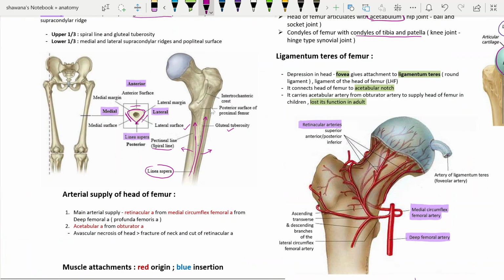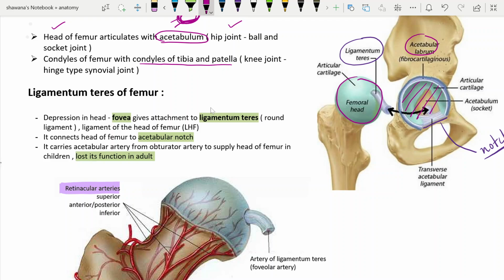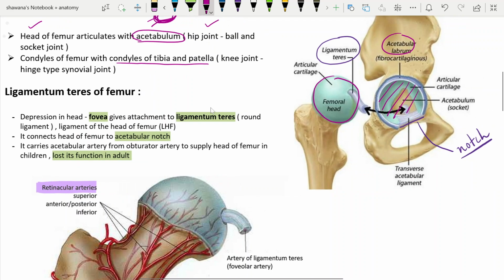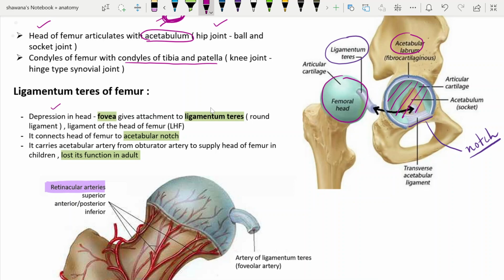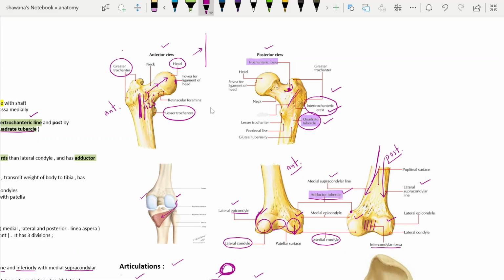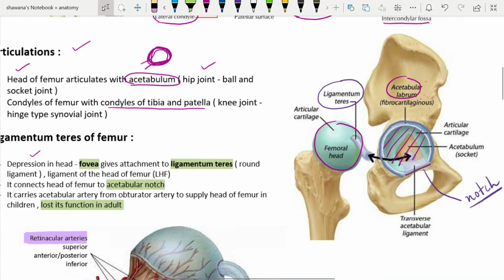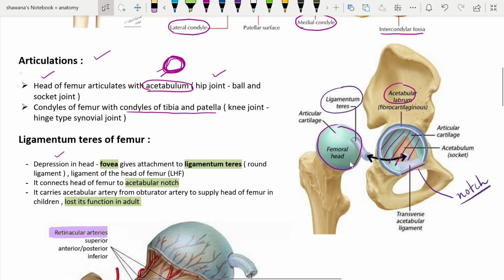The next thing I want to mention here is the ligamentum teres, or the ligament of the head of the femur. There is a depression in the head which is known as the fovea. This is the fovea. The fovea is the depression in the head of the femur, and it is the site where the ligamentum teres arises. Fovea gives attachment to the ligamentum teres. It is also known as the round ligament or the ligament of the head of the femur.